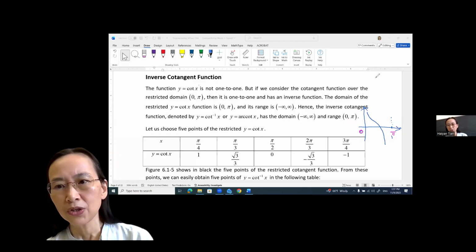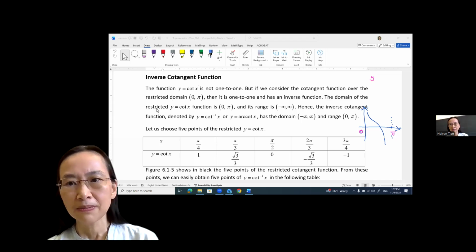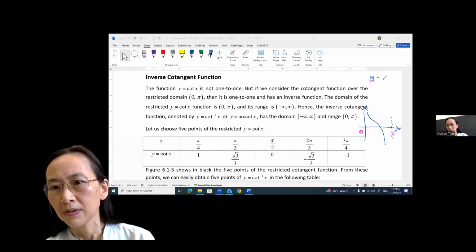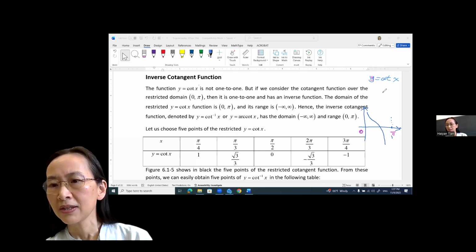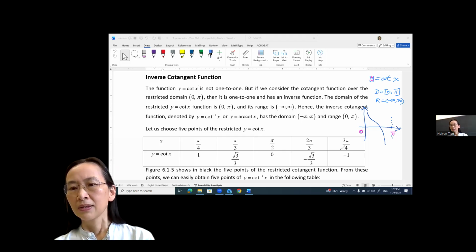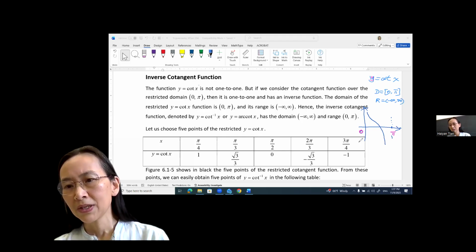Now we look at this cotangent function. Its domain is from 0 to pi. The range is all real numbers. The output can be any real number. It's the set of all real numbers.